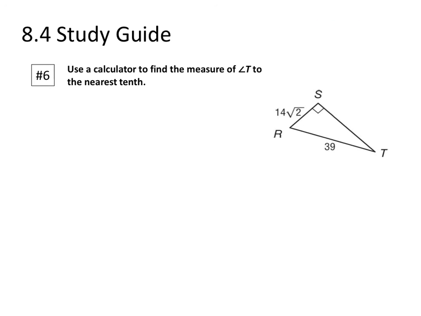Okay, number 6 on the back side of the worksheet. Now we're going to use the calculator to find the measure of angle T to the nearest tenth. Always SOH CAH TOA. Now when we are trying to find any missing side lengths, we're going to use the sine, cosine, and tangent functions. If we want to find the angle measures, we're going to use the inverse functions.